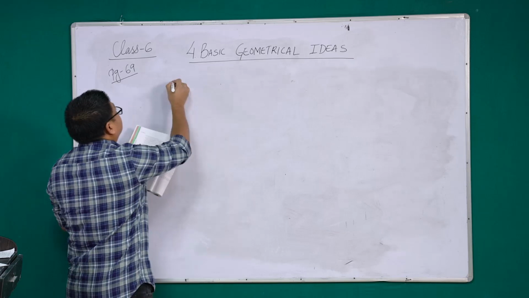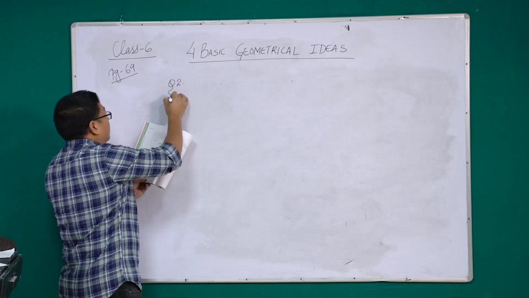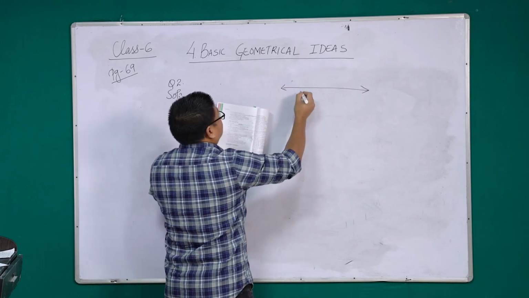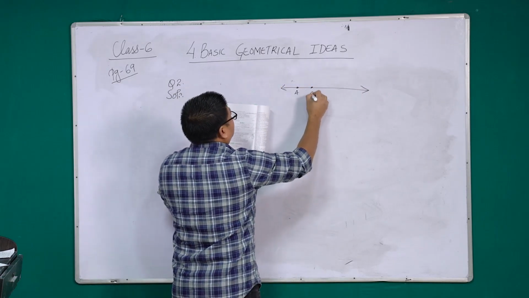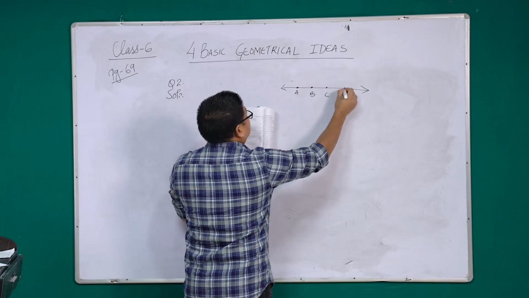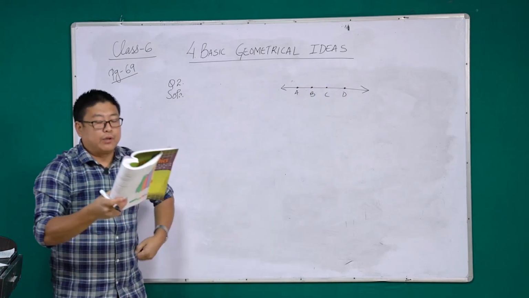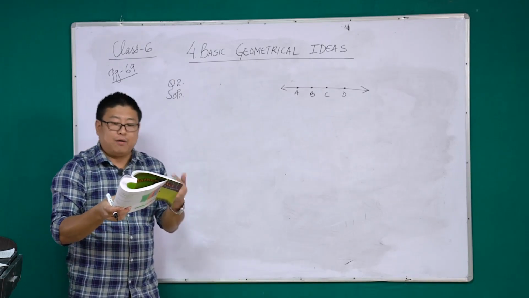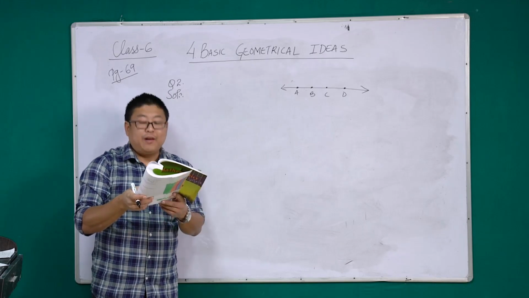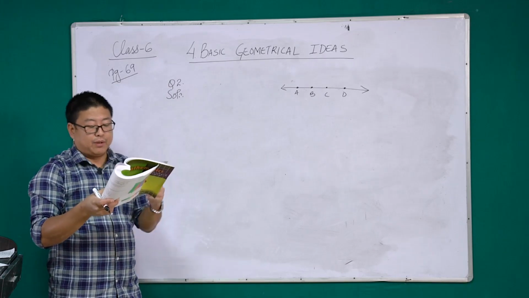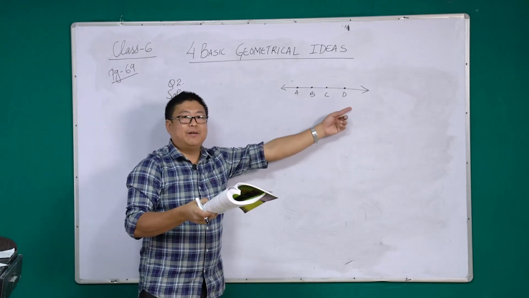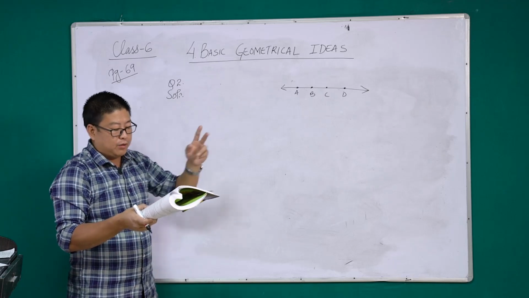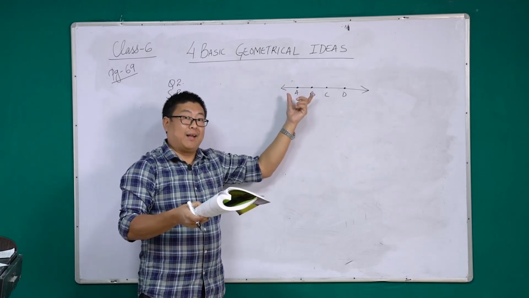Now, question number 2. They have given us a line and they have marked 4 points, A, B, C, D. Now the question reads like this. Name the line given in all possible 12 ways, choosing only 2 letters at a time from the 4 given. 4 letters given, 4 points given. We have to choose two points to show 12 lines.